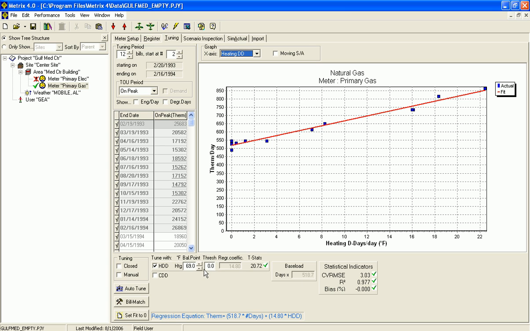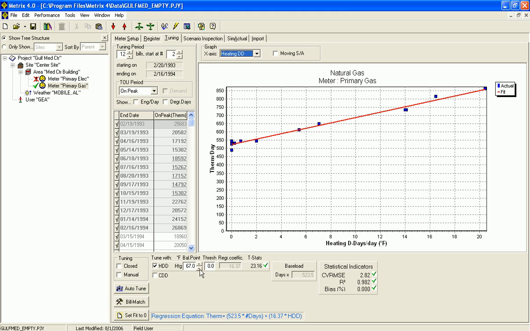Notice as I bring our balance point down to 67 degrees, our r-squared value increases. At 67 degrees, our r-squared value is 0.982, and all of our statistical indicators have green check marks next to them, indicating that we have a good tuning. Now let's see if we can bring our r-squared value even higher.